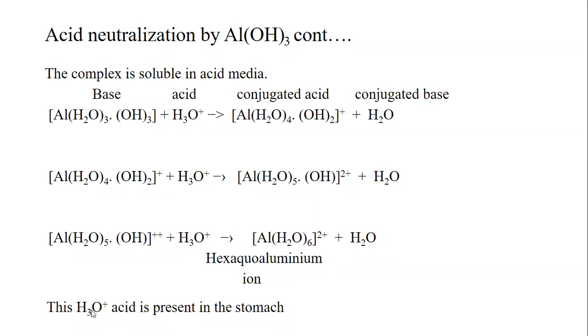Okay. So this H3O+, you must be thinking acid means it is HCl, that is what we studied. So where did this H3O+ come from? H3O+ comes from the hydrogen ion which reacts with water, that is your H2O, to give you your H3O+, and this is present in the stomach. So this is what is called acid neutralization by your aluminium hydroxide.